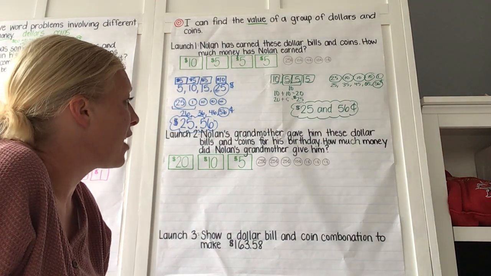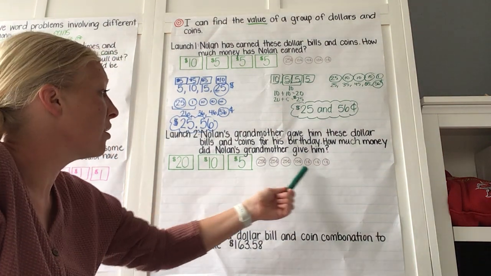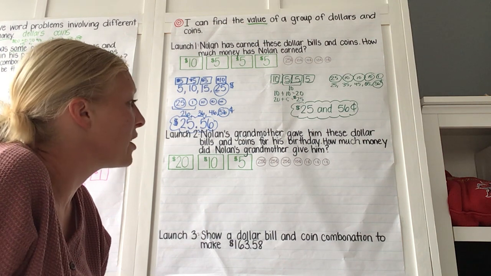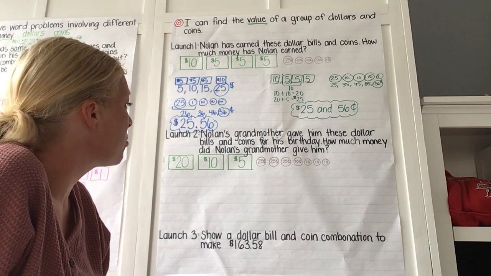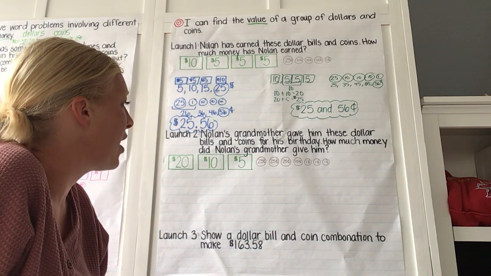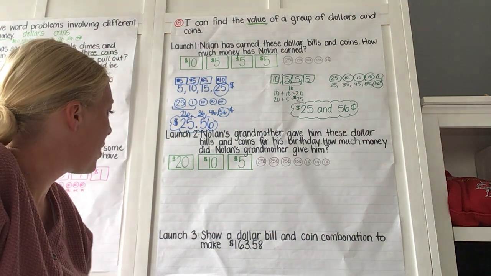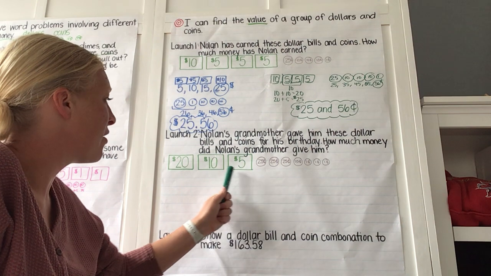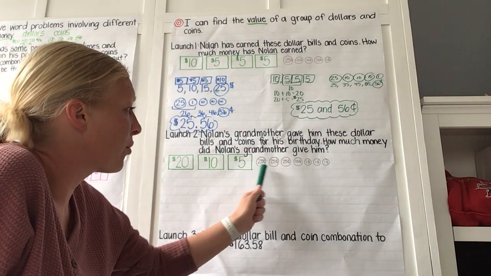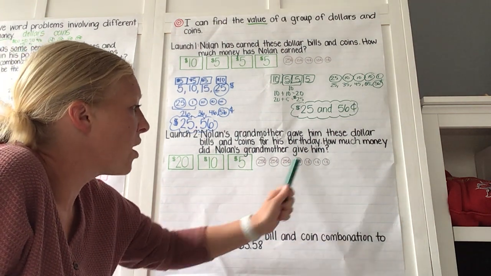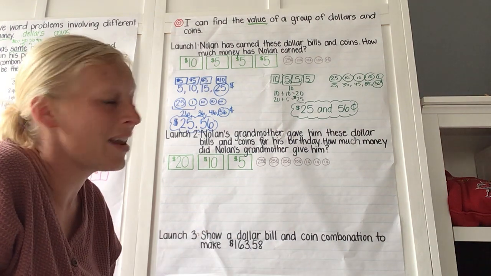Nolan's grandmother gave him these dollar bills and coins for his birthday. How much money did Nolan's grandmother give him? So for those of you that can't see it, I think you should be able to, but we have a $20 bill, a 10, and a 5. And then we've got 3 quarters, 1 dime, and 3 pennies.